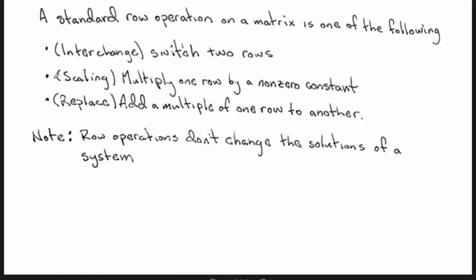Okay, so we talked about this in class and went over these notes. This is just a review. A standard row operation on a matrix is one of the following. We can switch two rows. We can scale, or multiply, one row by a non-zero constant. Again, that non-zero part's important. And you can replace: I can add a multiple of one row to another row. The important thing about these three operations is that they don't change the solutions of our system. So if we use these three row operations to get a more convenient system to solve, then the solutions are going to be the same.